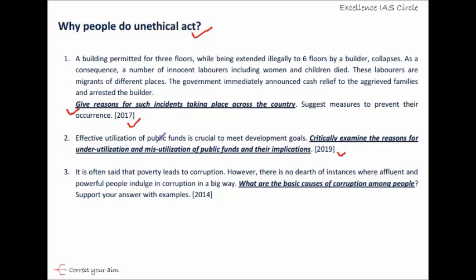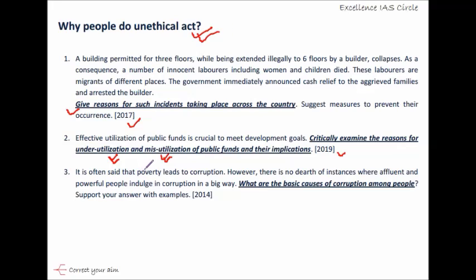Similarly, this question of 2019. The question was: effective utilization of public funds is crucial to meet developmental goals. Critically examine the reasons for underutilization and misutilization of public funds and their implications. Again, this is something which is illegal and unethical. Misutilization is both illegal and unethical. Underutilization might not be illegal, but surely and definitely, given the circumstances in our country, given the status of underdevelopment and widespread poverty, this is unethical. So again, it falls into this category of the question: why do people do unethical acts?